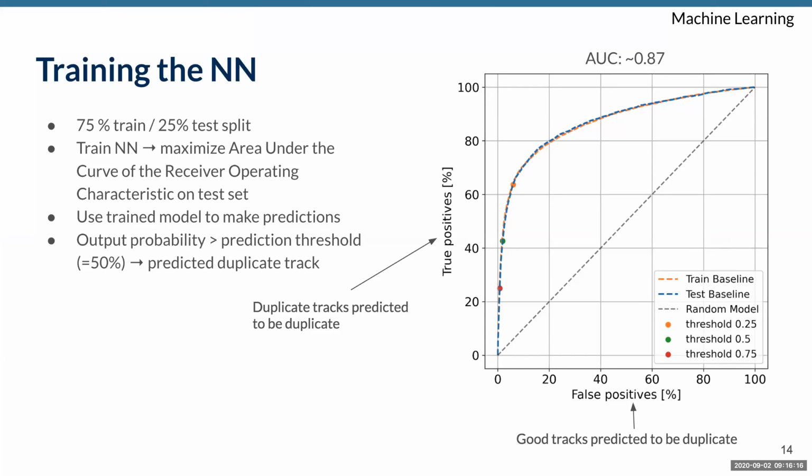And remembering now that the actual raw output of our model is that probability which encodes the network confidence level, we need to quantify this into an actual predicted label of either good track or duplicate track. And for this, we use a decision prediction threshold such that if the output probability from the model is greater than the prediction threshold, then we're going to predict that this is a duplicate track. Otherwise, it's going to be a good track.